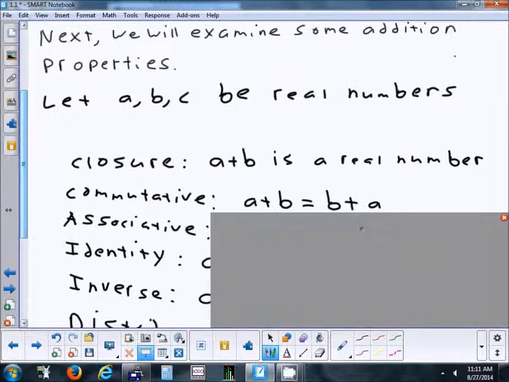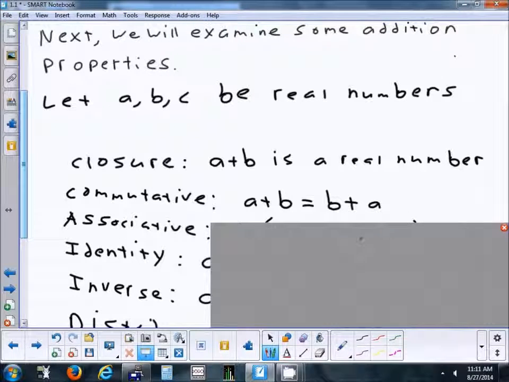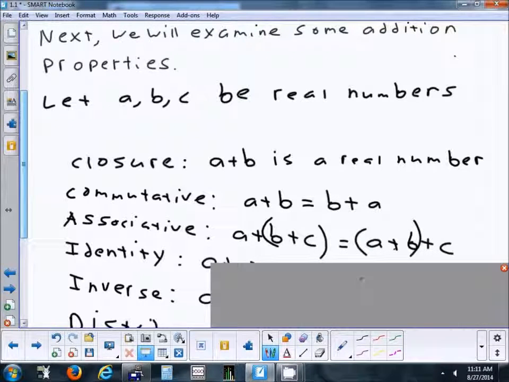Okay, commutative property, I'm going to go through these really quick. It means you can switch the order you're adding two numbers and it stays the same. Associative has to do with how you group them. The order is the same on each side, but we're changing where we put the parentheses. It doesn't affect the answer.